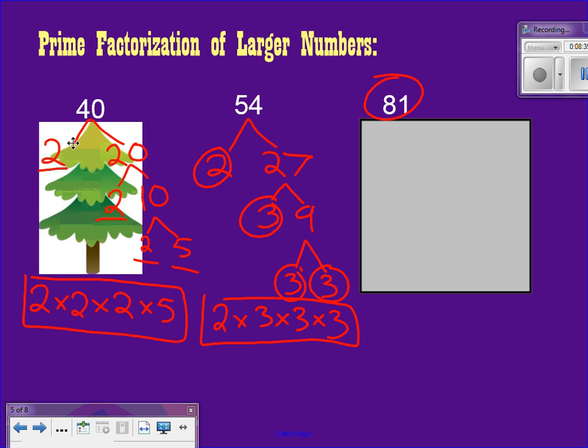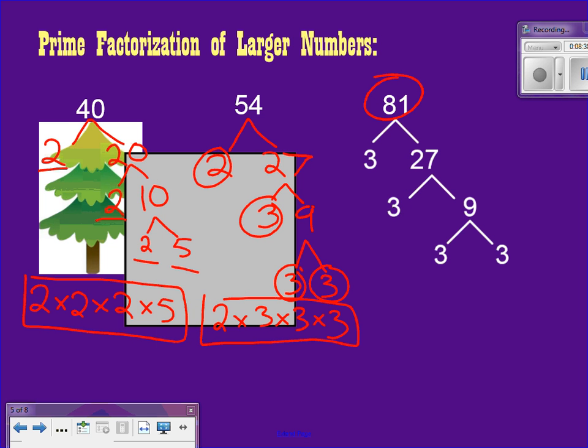All right, so let's take a look at our final answer for 81. We know that 2 doesn't go into 81 because it's an odd number. So we took 3, and 3 times 27 equals 81. You know that 27 is a composite number because of our last example. We know that we've got 3 and 9. We get 3 and 3. So now we're happy with our prime numbers. So we write our final answer: 3 times 3 times 3 times 3.